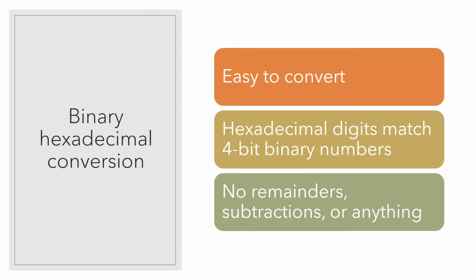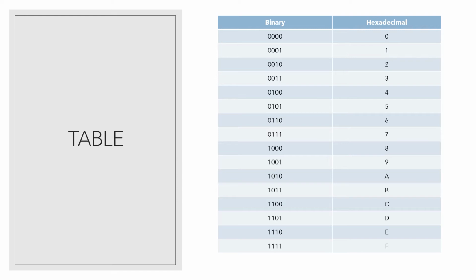It's easy to convert binary numbers to hexadecimal numbers and vice versa. That is because each hexadecimal digit exactly matches one 4-bit binary number. When we do the conversion, there are no remainders, no subtractions, or anything like what we've had to do in converting to decimal. This table shows the exact match between binary and hexadecimal, but you don't have to memorize this. If you're absolutely stuck in the exam, you could write this out in a couple of seconds. It's just counting from 0 to 15 in binary and counting from 0 to 15 in hexadecimal.